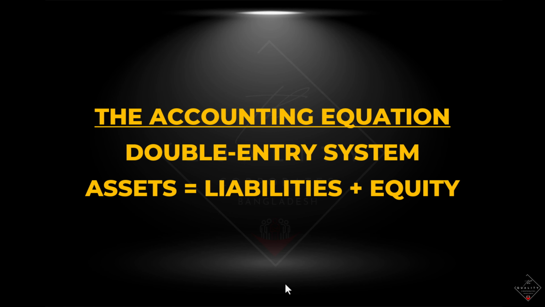We'll keep in mind that every accounting transaction follows the double entry system, where each transaction involves at least one debit and one credit entry. This system ensures that the accounting equation, assets equals liabilities plus equity, remains in balance. In other words, the total debits must equal the total credits for every transaction.